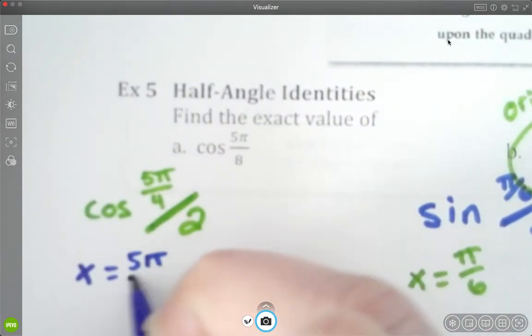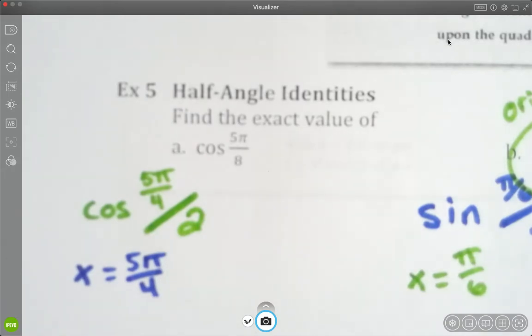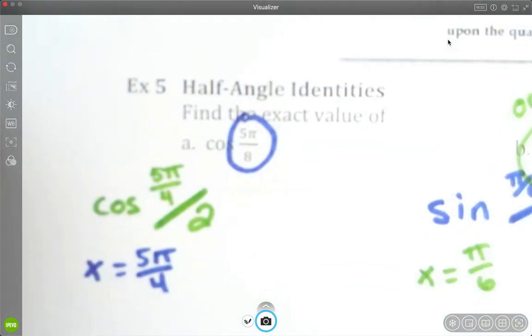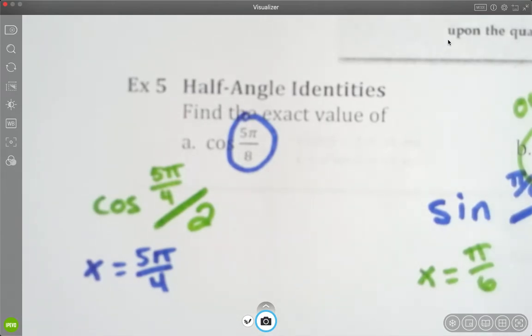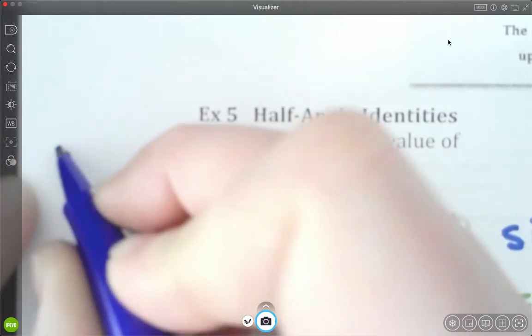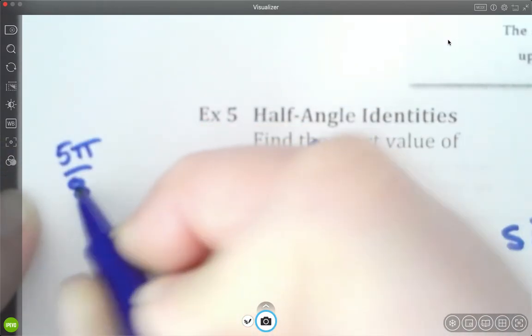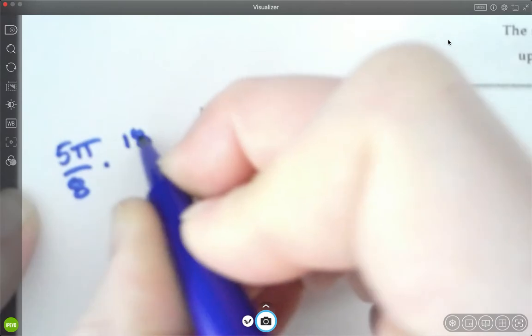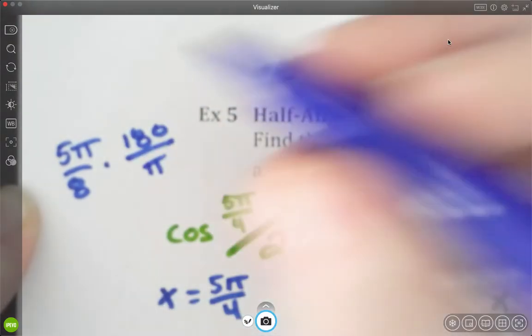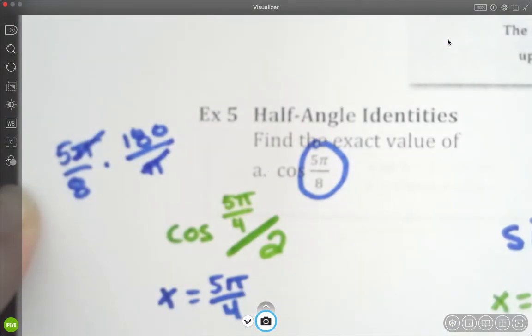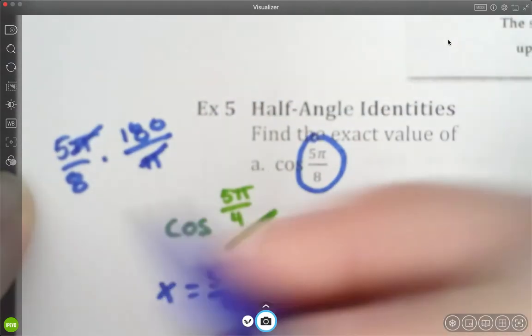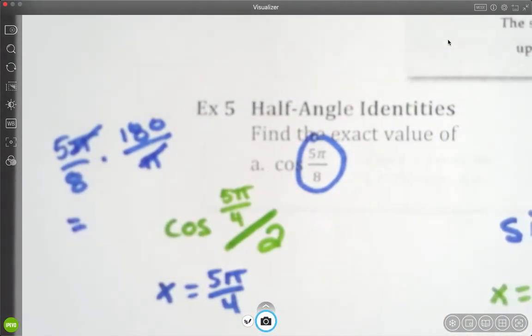Okay, let's do this really quick. Let's choose whether it's plus or minus for 5 pi over 8. Do you know what quadrant 5 pi over 8 lives in? No, it's in the third. If you don't know what 5 pi over 8 is, you can multiply by 180 over pi and figure out what the degrees are. So the pi's cancel out. What's 5 times 180 divided by 8? How many degrees is 5 pi over 8?